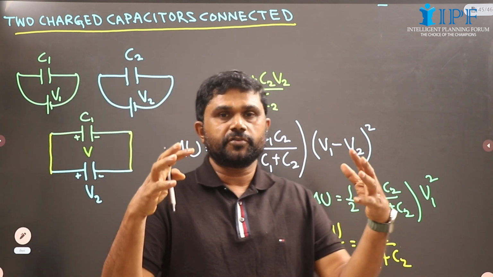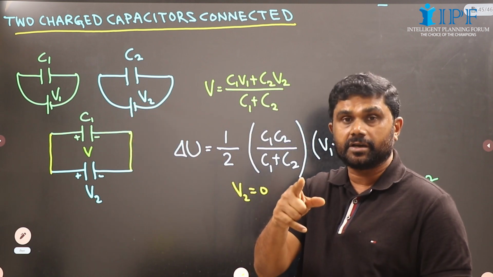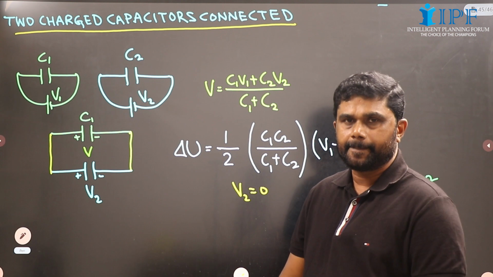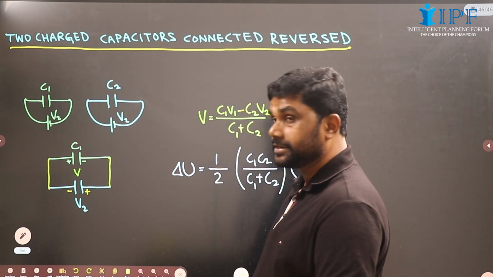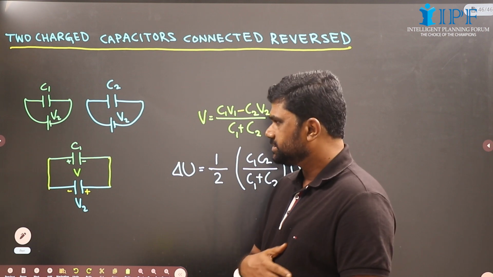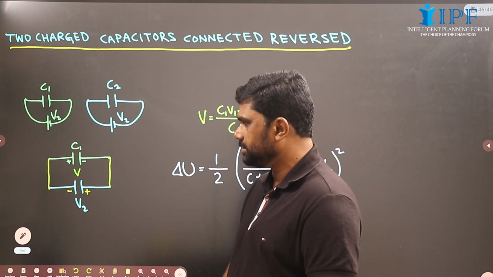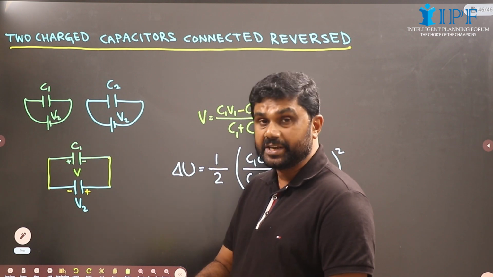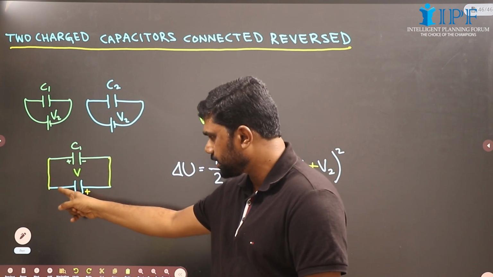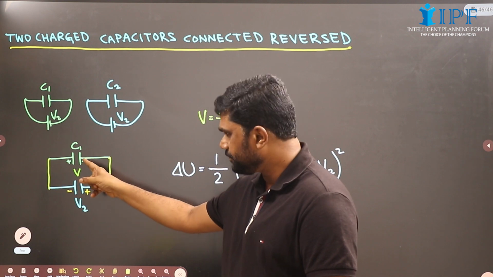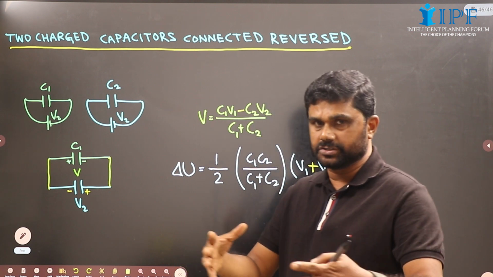Another wonderful idea is, suppose these two capacitors are connected with reversed polarity. It means the positive plate of one capacitor is connected to the negative of the other. Here we have the positive plate of the upper capacitor on the left side, and the negative plate of the lower capacitor on the left side. So the negative plate is connected to the positive of the other. Like this they are connected reversed.